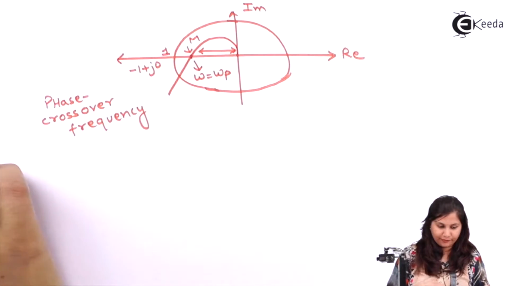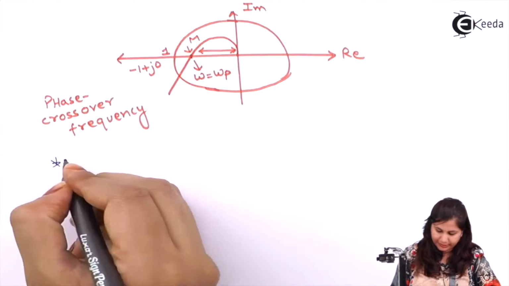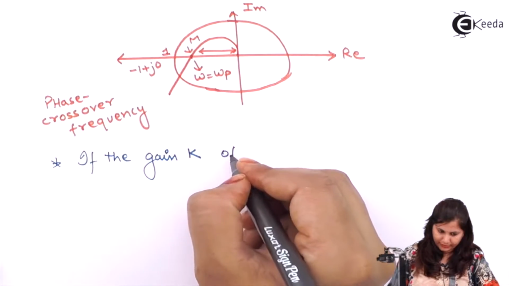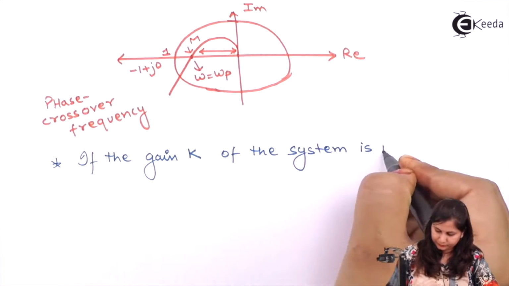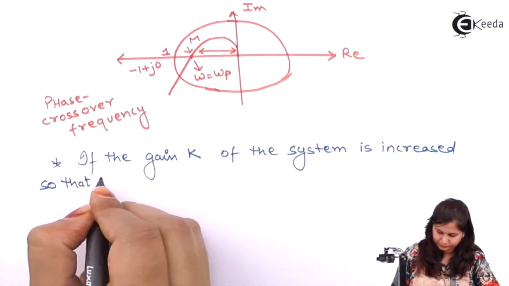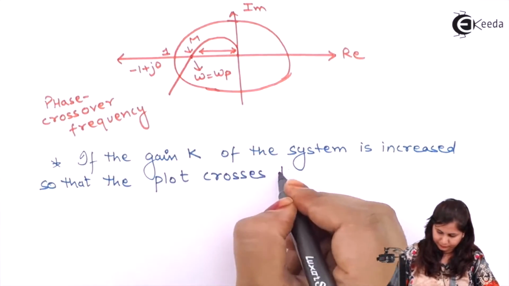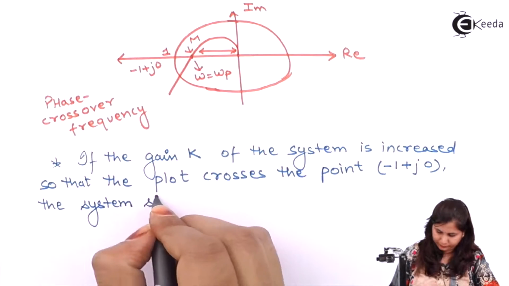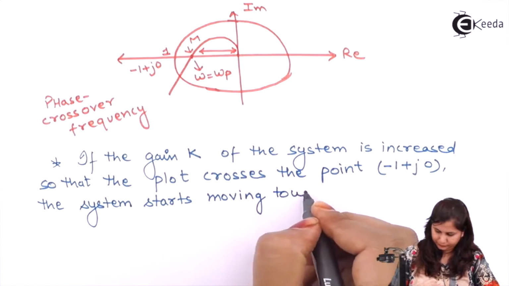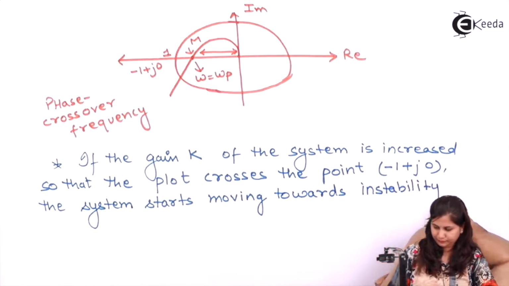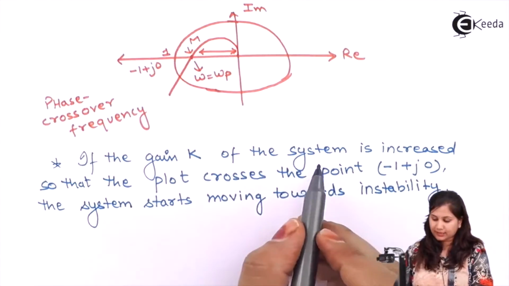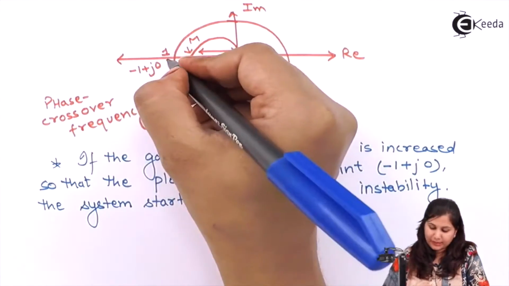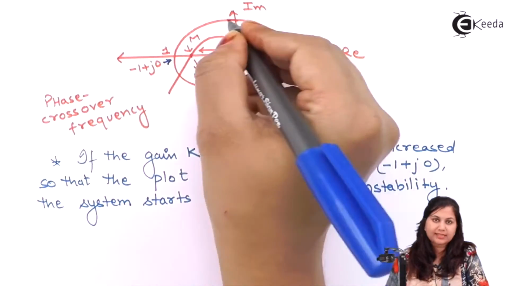So if the gain K of the system is increased so that the plot crosses the point -1 plus j0, why is this point -1 plus j0 taken as the stability point?